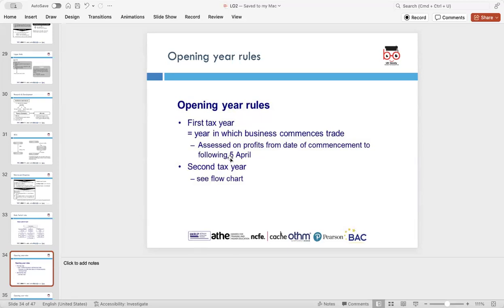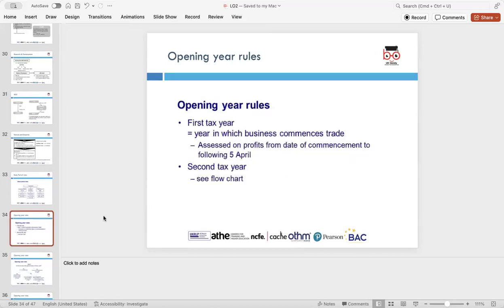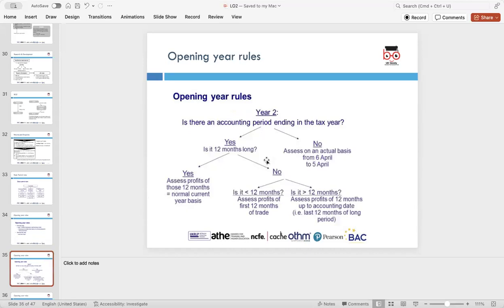So, second year, see flow chart. Here. So in the opening year rules, when we talk about the second year, things become more detailed. We follow a flow chart to determine how to assess the business's profit.